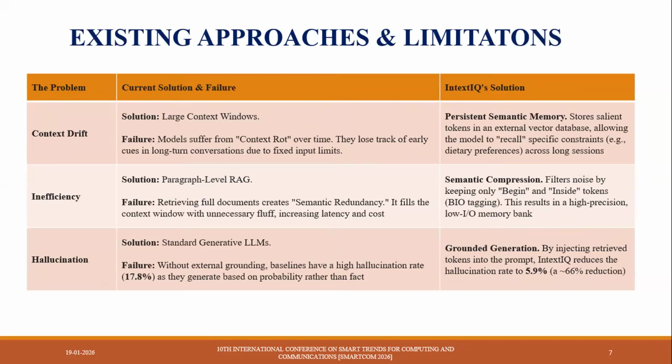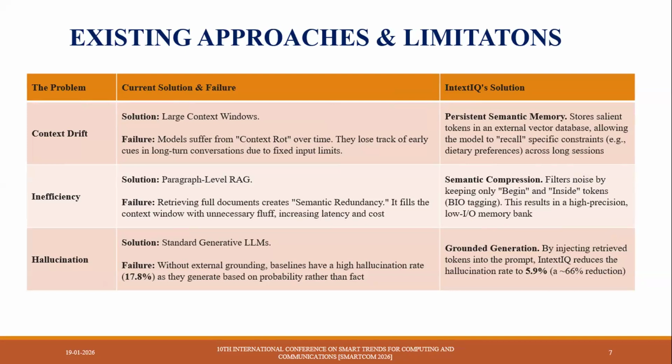Now, this slide summarizes the major limitations of current systems and how Index IQ provides targeted solutions. The first challenge is context drift. Current solutions attempt to address this problem by increasing the context window size. However, due to fixed input limits, models still lose earlier conversation clues over time. Index IQ solves this problem by maintaining a persistent semantic memory, allowing the model to recall specific constraints such as preferences across long sessions. The second issue is inefficiency.